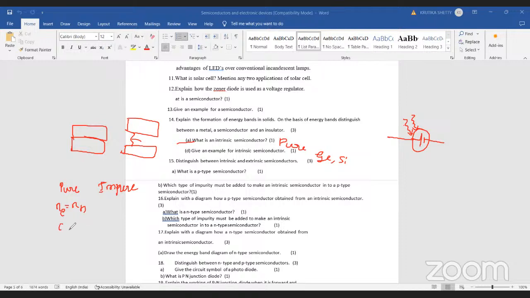ಇಂಟ್ರಿನ್ಸಿಕ್ ಸೆಮಿ ಕಂಡಕ್ಟರ್ಸ್ ಅಲ್ಲಿ ಕಂಡಕ್ಟಿವಿಟಿ ಲೋ ಇರುತ್ತೆ ಮತ್ತೆ ಎಕ್ಸ್ಟ್ರಿನ್ಸಿಕ್ ಅಲ್ಲಿ ಹೈ ಇರುತ್ತೆ. Here the conductivity depends on the temperature. Here it does not depend on the temperature. It is depending on the doping process. So extrinsic semiconductor ಅಲ್ಲಿ doping ಮೇಲೆ ಡಿಪೆಂಡ್ ಆಗಿರುತ್ತೆ ಆಯ್ತಾ.